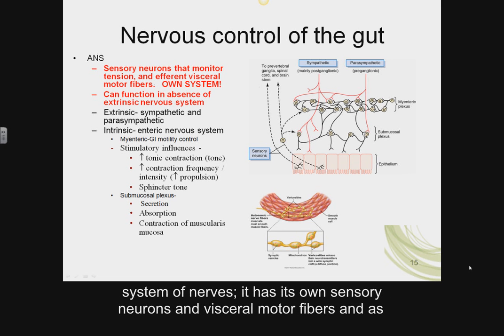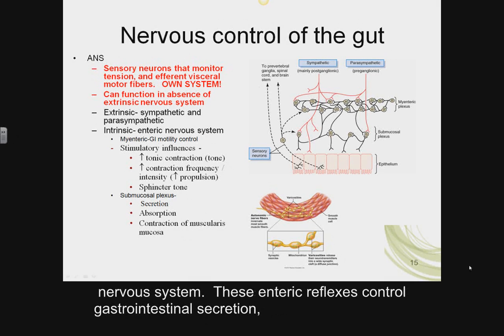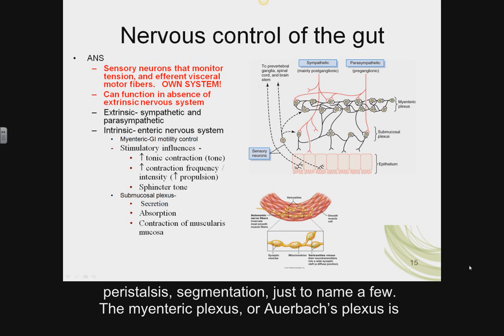I want you to understand that the enteric nervous system is its own system of nerves. It has its own sensory neurons and visceral motor fibers, and as such, there are gastrointestinal reflexes that don't require the central nervous system. These enteric reflexes control gastrointestinal secretion, peristalsis, segmentation, etc., just to name a few.